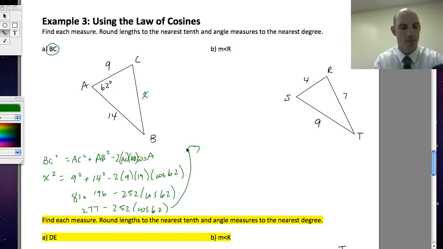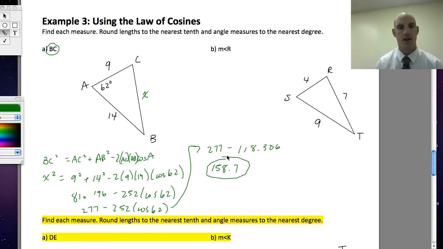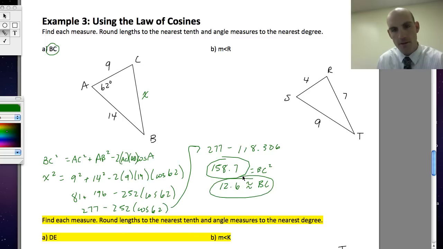I'll just continue this up to the top here. 252 cosine 62 is about 118.306. So I've got 277 minus that answer, and I end up with about 158.7. Guys, check this out. That is equal to BC squared. So if I take the square root of that, I end up with about 12.6 is about equal to BC. Just like I told you, it's all about the formula. Use the formula, because when you use the formula, you can set up these ratios to give you what you want. Let's do this other example.